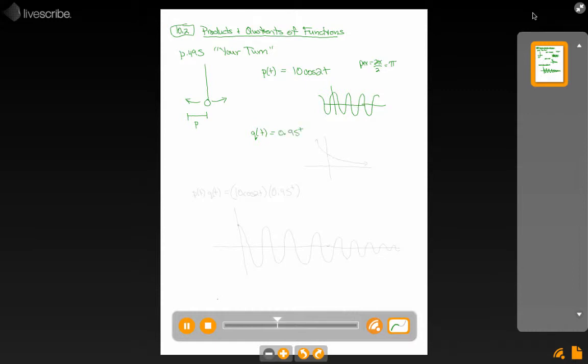0.95 to the t, and that's a decay function, and again I like this because it ties in a much earlier chapter for us. It's got a base smaller than 1, so it's getting lower and lower and lower. They say the true nature of this pendulum is actually the product of those two things, p of t times q of t. In other words, 10 times cos of 2t times 0.95 to the exponent t.